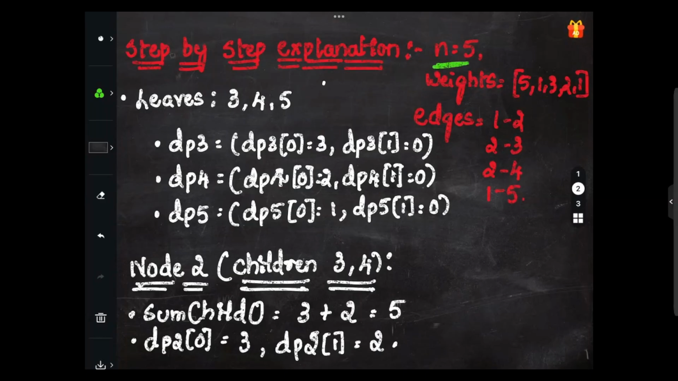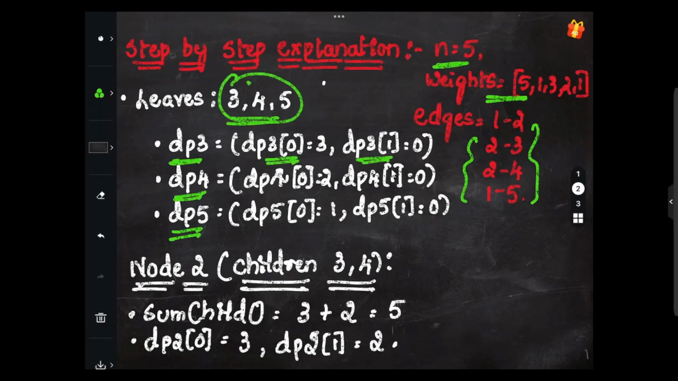So n we have here as 5 and weights we have here as 5 1 3 2 1 and edges we have been given, so the same input I'm considering, right? So leaves we have here as 3, 4, 5. So we will be going with dp of 3, dp of 4, dp of 5 because leaves we have considered 3 4 5 here, right? So dp of 3 0 will be 3 and dp of 3 1 will be 0, right? So dp of 4 0 will be 2 and dp of 4 1 will be 0. dp of 5 0 will be 1 and dp of 5 1 will be 0.